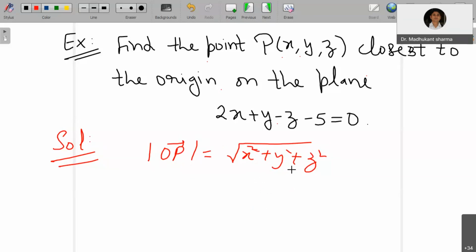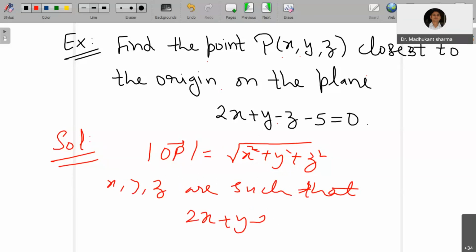Here x, y, and z do not belong to the entire space. If it were the entire space, then you could work it out differently. But they are subject to the constraint that 2x plus y minus z minus 5 equals 0. So they satisfy the equation of this plane. Now, without loss of generality, instead of working with this square root, I can straightforwardly work with x squared plus y squared plus z squared.